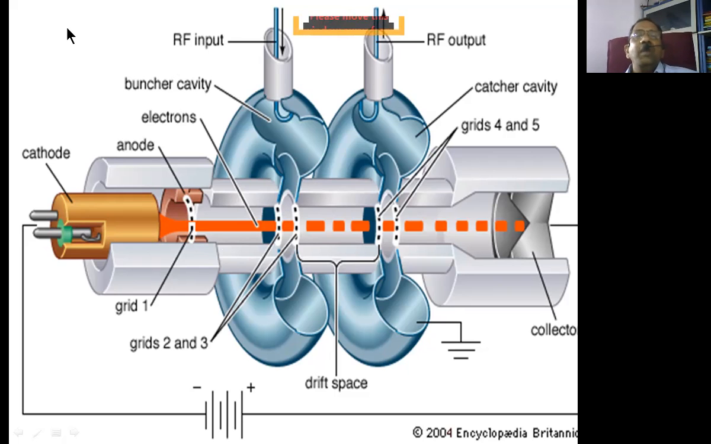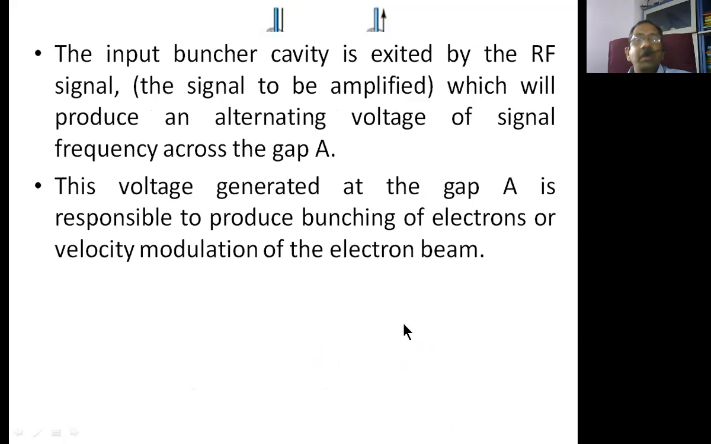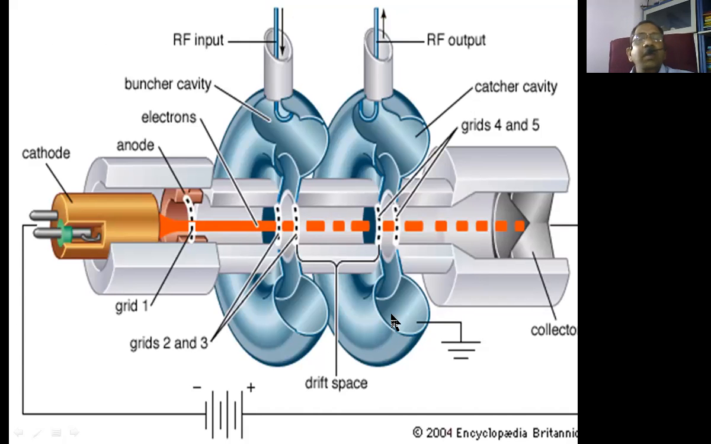Okay. Normally the RF input is applied to the buncher cavity. So this is known as the buncher cavity, and the RF output is collected from the catcher cavity. Okay. So now what is happening? Negative potential is applied to the cathode. Obviously the positive one is simply going onto this side.